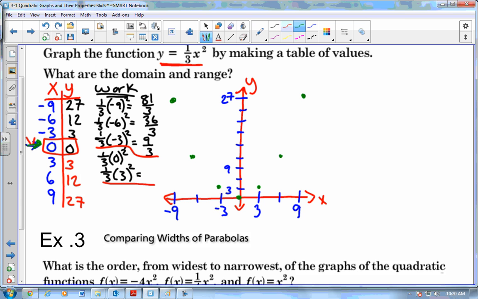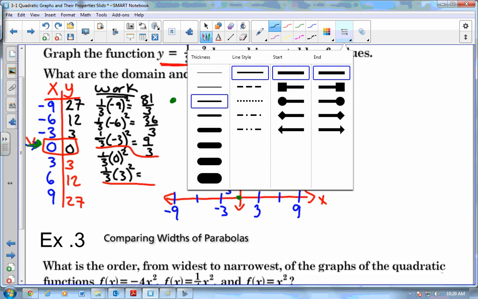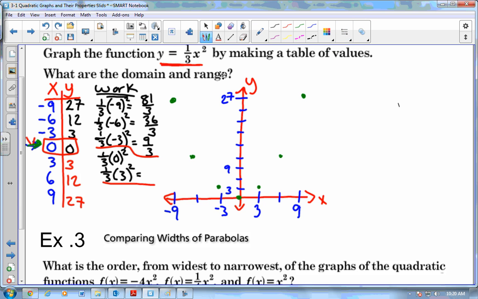Please draw your points large enough that when I draw the curve through them, they're still visible. Don't do points so teeny that when you draw the curve through them, they disappear. Because we need to make sure you're actually putting points in the right place.